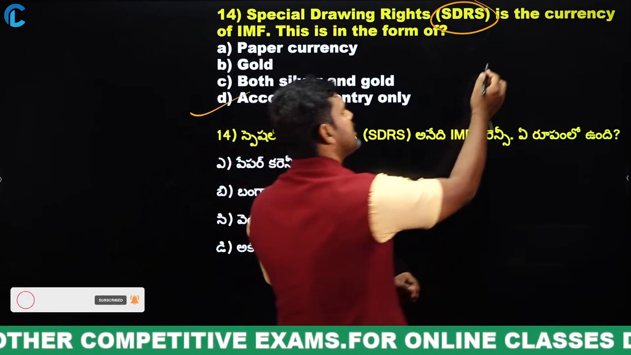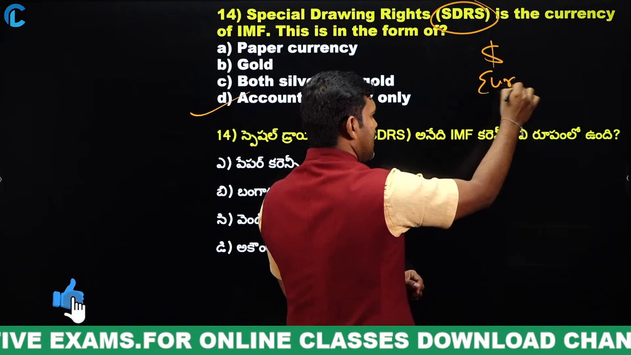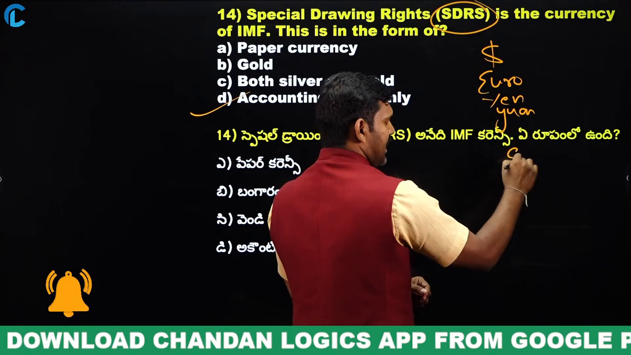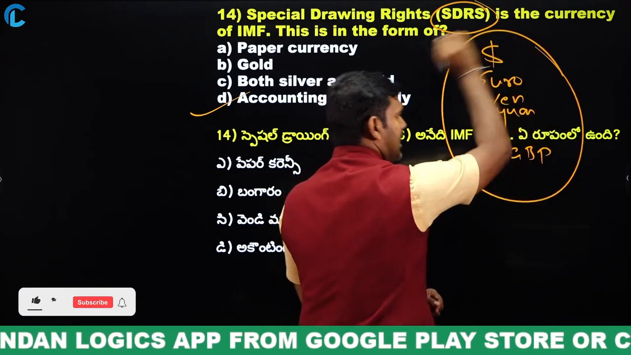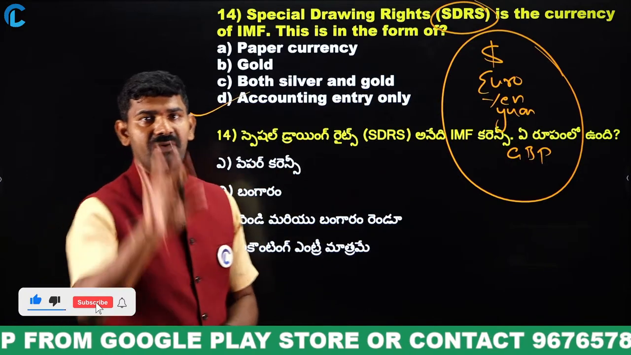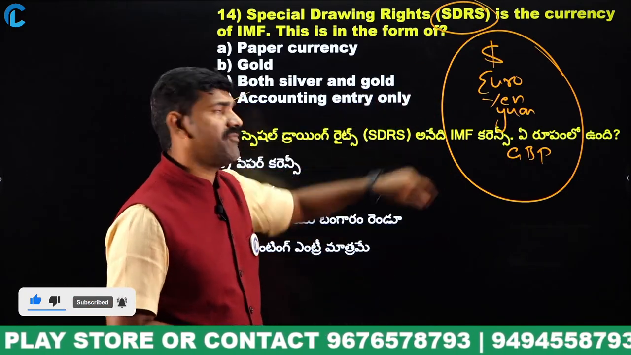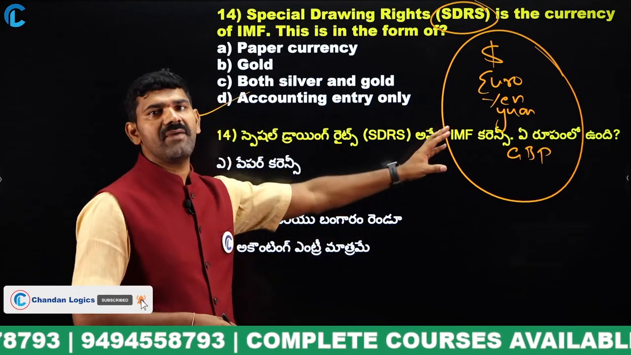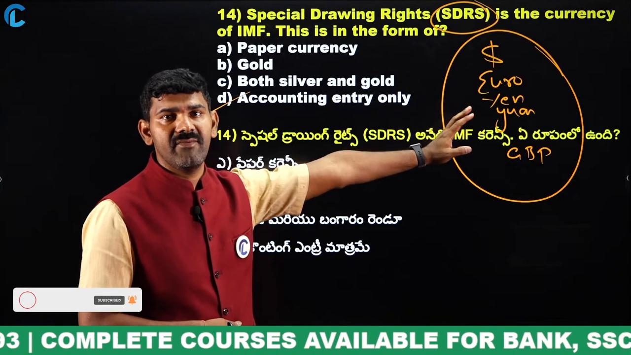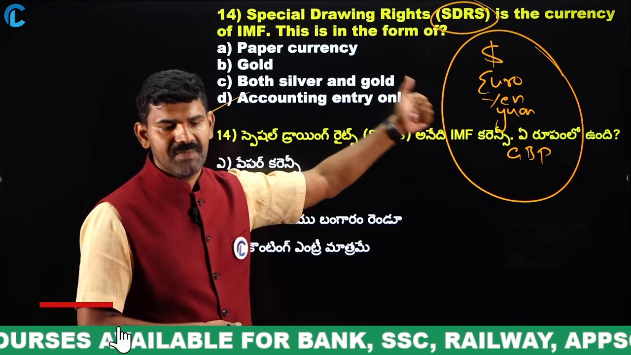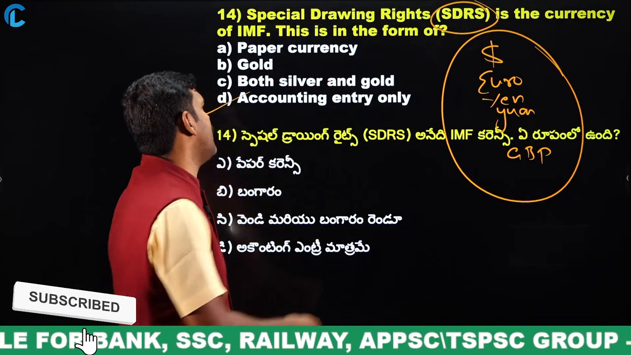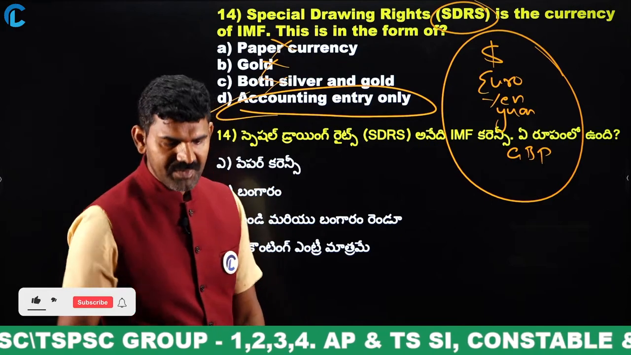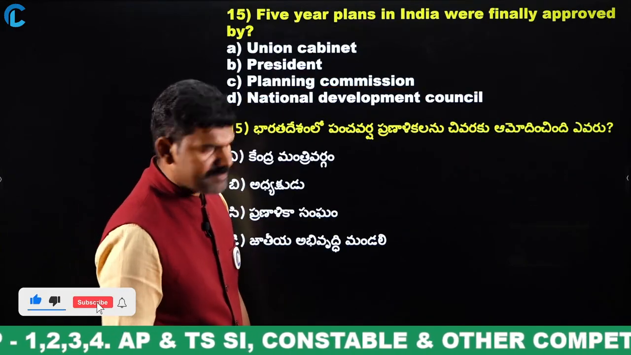The country can convert that SDRs into euros. The country can convert that SDRs into yen. The country can convert into yuan. The country can convert into Great Britain pound. Like this, the SDRs can be converted into five international currencies. They are the five international currencies. Is that clear? So like that, you can convert the SDRs into these five international currencies. Very, very important. Is that clear? Yes. So it is in the form of what? Accounting entry. Not paper, not gold, not silver or something. Super. Nice. Excellent.